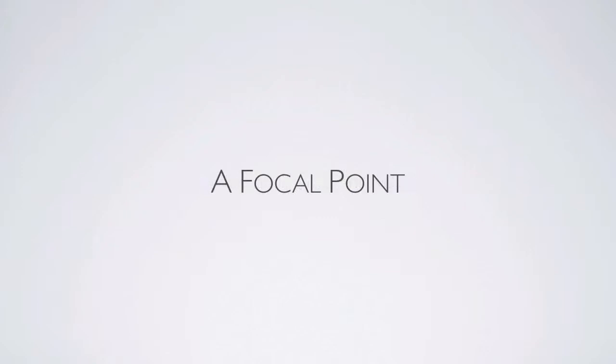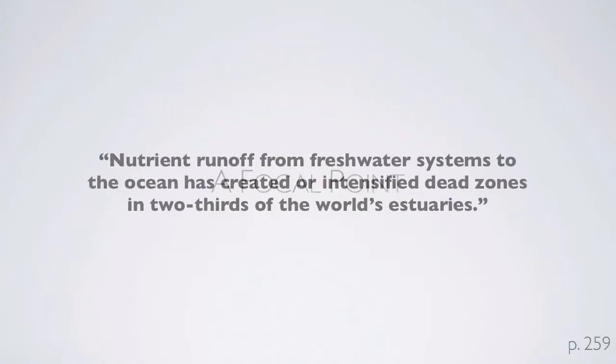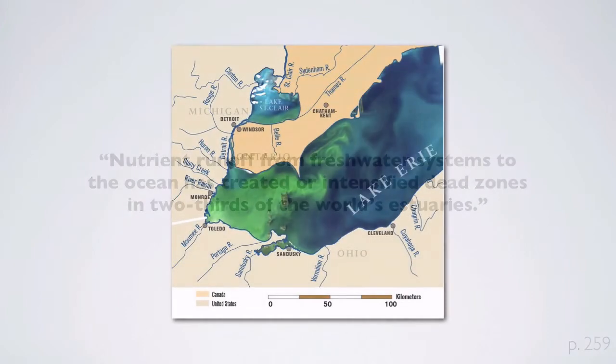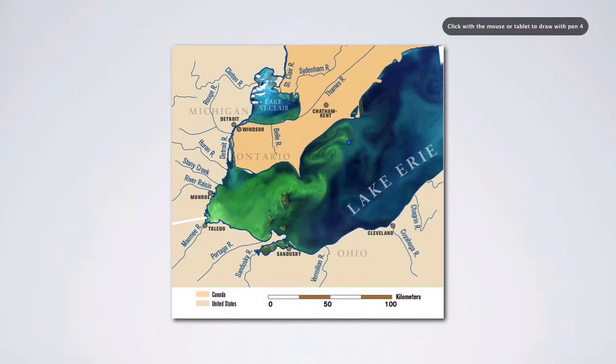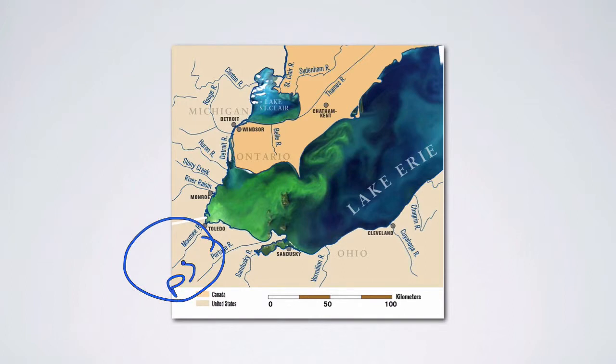The authors offer a few focal points to think more about nutrients and their importance within society. They state that nutrient runoff from freshwater systems to the ocean has created or intensified dead zones in 2/3 of the world's estuaries. So we had the example of Lake Erie, where phosphorus of late has been added to ecosystems here, and a small portion of that runs off into the Maumee River and then enters into Lake Erie. This is a relatively shallow system, and we get high productivity of phytoplankton in the western portion of the lake.